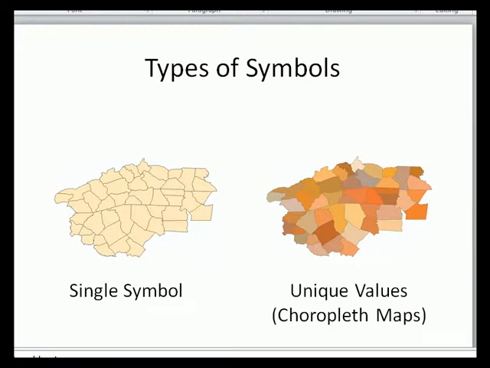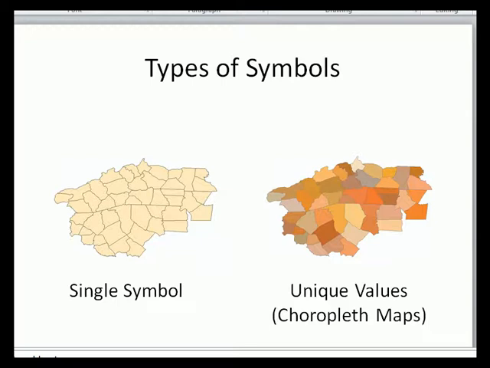The example on the left shows us symbolizing some counties. It's in South Carolina, Georgia, and North Carolina there. And on the left, it shows us symbolizing all the counties with a single symbol. On the right, we're symbolizing using unique values where each county gets a different color. That's called a choropleth map when we use colors to distinguish between features on a map like that with polygons.